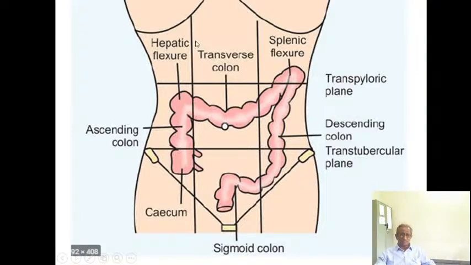So this is the right lateral plane, and this is the transtubercular plane, and of course there is the inguinal fold. So this part, the cecum is occupying this triangular area between the transtubercular plane, right lateral plane, and the inguinal fold. And here we are seeing the ileocecal junction at the junction between the right lateral plane and the transtubercular plane, and about 2 centimeters below that you are seeing the appendicular opening.